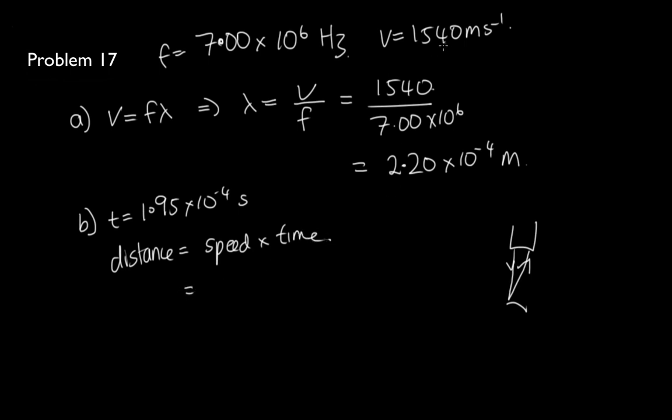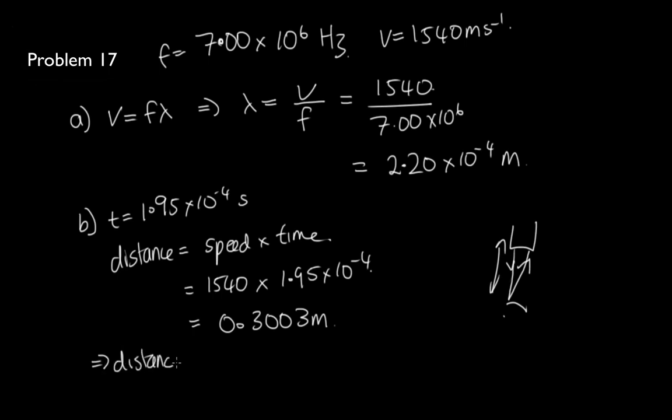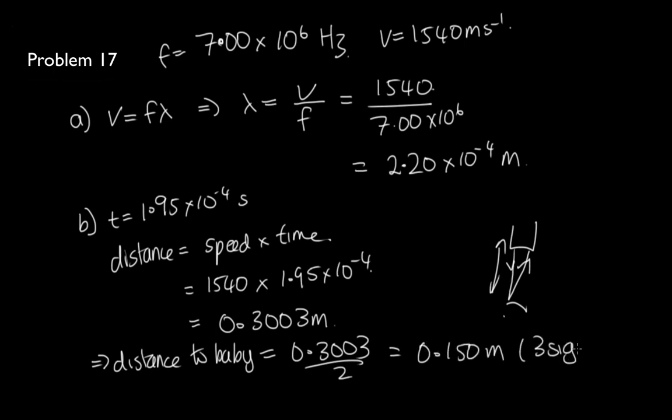So we've got the speed is 1,540 meters per second. The time is 1.95 times 10 to the minus 4. So this gives us a distance of 0.3003 meters. Now that's the distance travelled by the signal, which is actually twice the distance to the baby, as the signal has to travel to the baby and then back to the scanner. So this tells you that distance to baby will be half of this, which is 0.3003 on 2, which is equal to 0.150 meters to 3 significant figures. And that's the end of this tutorial set.